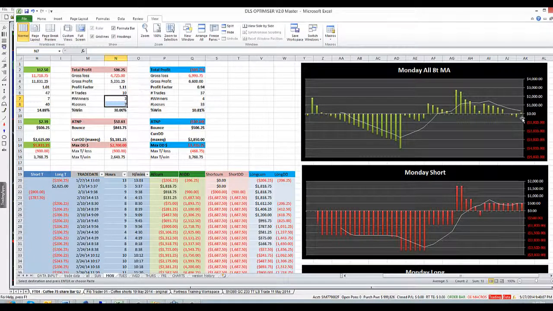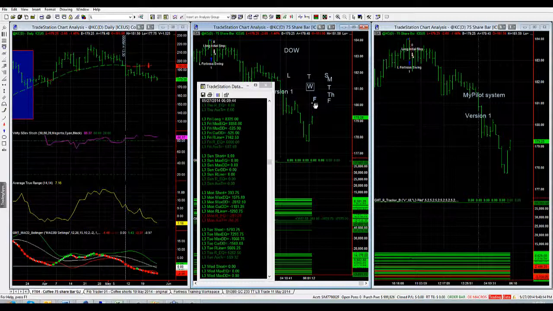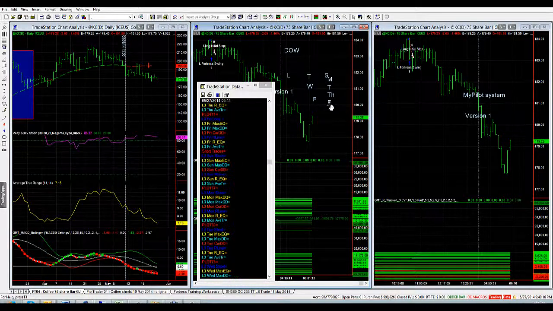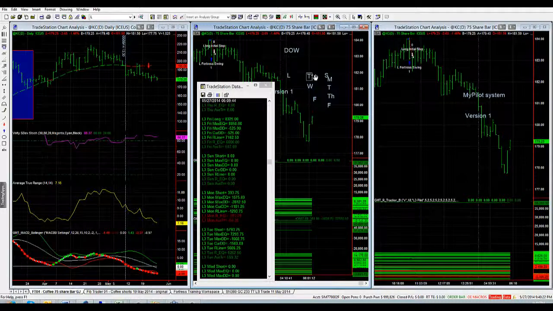So look, what that's meant is that we're going to make some strong changes because we're adding in Wednesday on the short side, and we're actually trading every day except for Monday on the long side. So Tuesday, Wednesday, Thursday, Friday, and that's a fantastic position to be in. So was that helpful, guys?